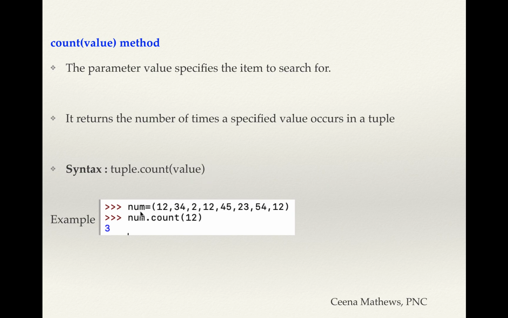For example, num is the tuple created with numbers, and here I search for 12 using count, and that will return the number of times this particular item occurs in the tuple, and 12 here occurs 1, 2, 3 times, so it gives output as 3.